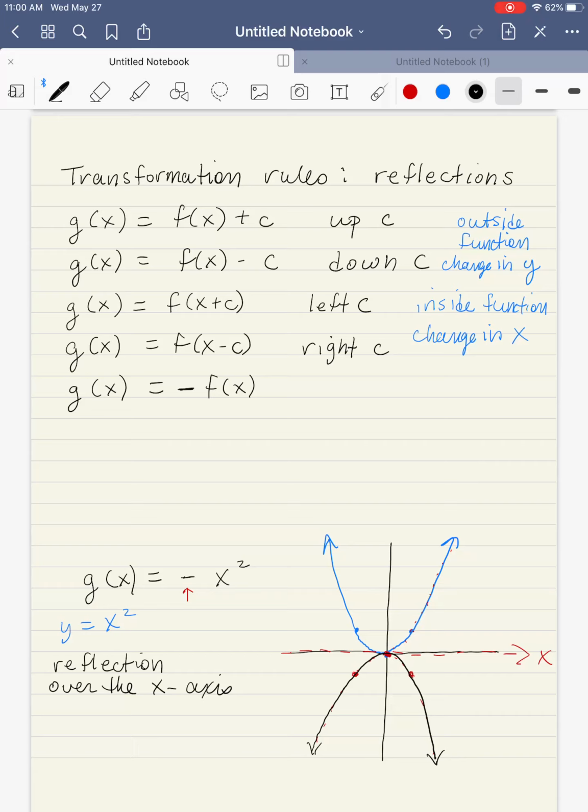And that's going to happen every time. So we can add that to our list of rules here. A negative outside of the function is a reflection over the x-axis. And notice that this negative is outside the function, just like up here, the plus c and the minus c were outside the function. We had a change in our y value. We are changing in the y direction. The reflection is over the x-axis. The change is in the y direction.